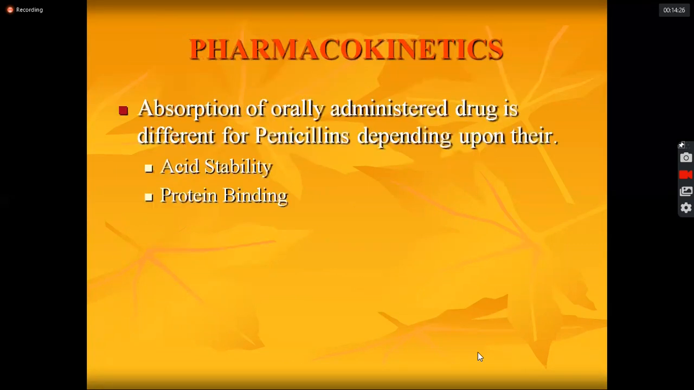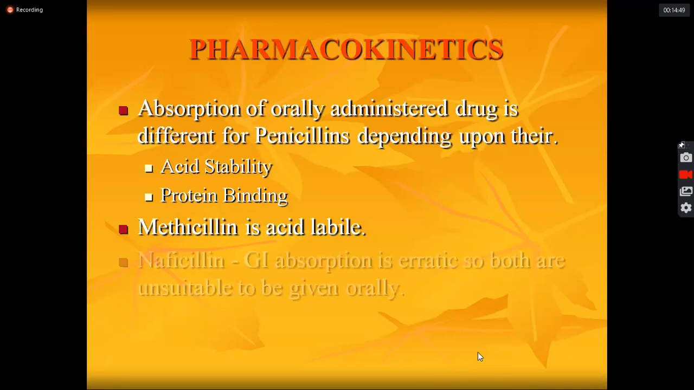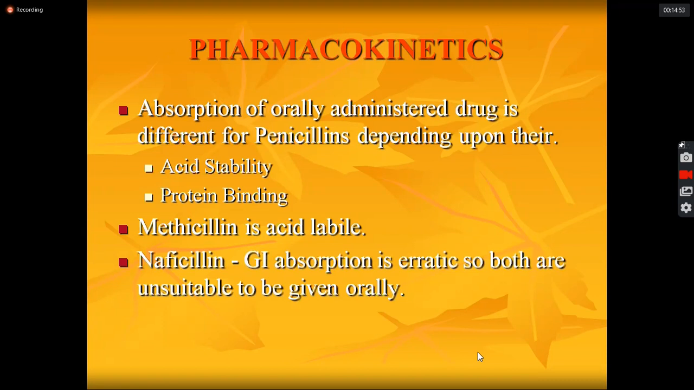Now, pharmacokinetics: absorption of the orally administered drug is different for penicillins depending upon, as I told you, that the orally active drugs, for them to be effective, have to be stable in the gastric pH and their protein binding ability. Now, the drugs which are unstable, like methicillin, are destroyed by the acid in the stomach. It cannot be given orally, so it has to be given by injection.